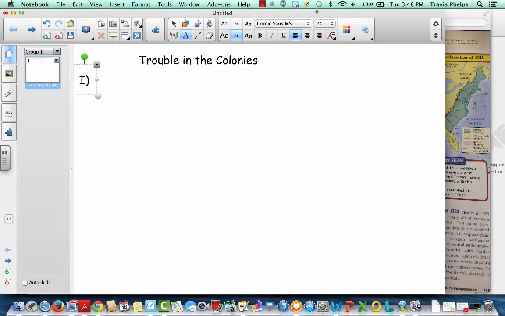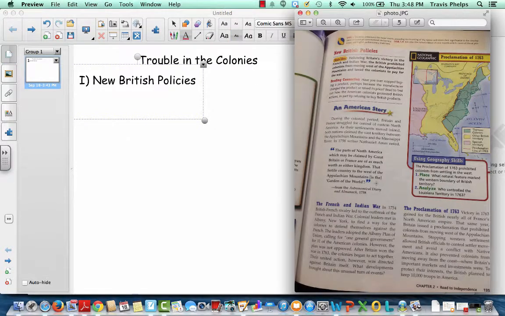And what did we say over there? New British Policies. So we look at that. And so we've gotten our first point. And we start with the Roman numerals. That's the one overarching idea. We can see that these are subtopics of this main idea.